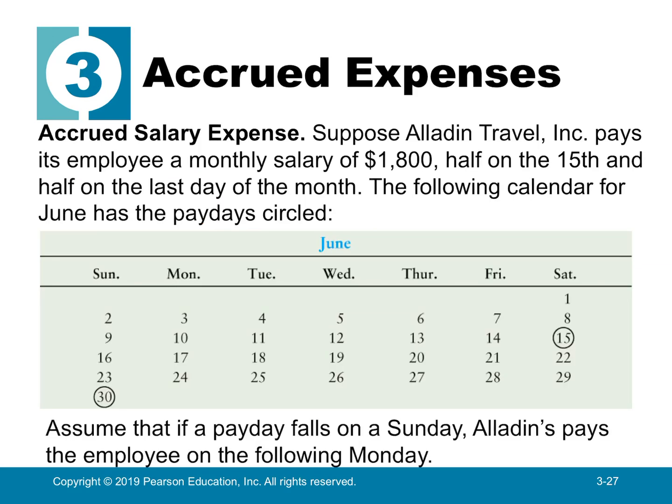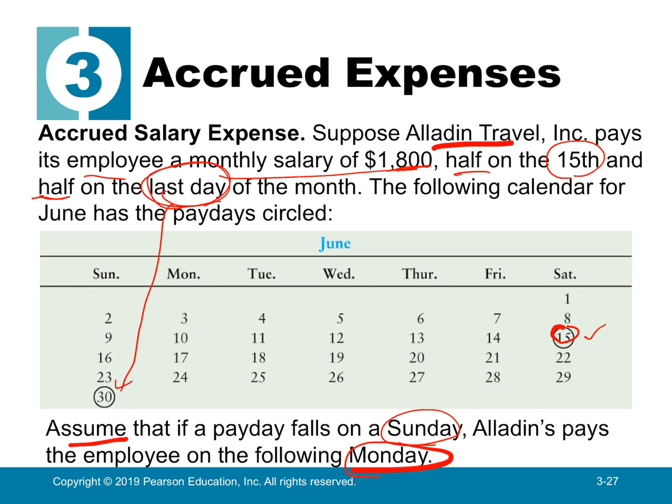So the example I just gave you in real life, let's look at it for Aladdin Travel. So say Aladdin Travel pays its employee a monthly salary of $1,800. Half goes on the 15th, half is on the last day of the month, right? Let's assume that if a payday falls on a Sunday, Aladdin won't pay until the following Monday. So what happened here? Well, the 15th is on a Saturday, so they're going to get paid. The last day of the month here happened to be on a Sunday, which again, that means it's not going to get paid until Monday, based on what it says here.